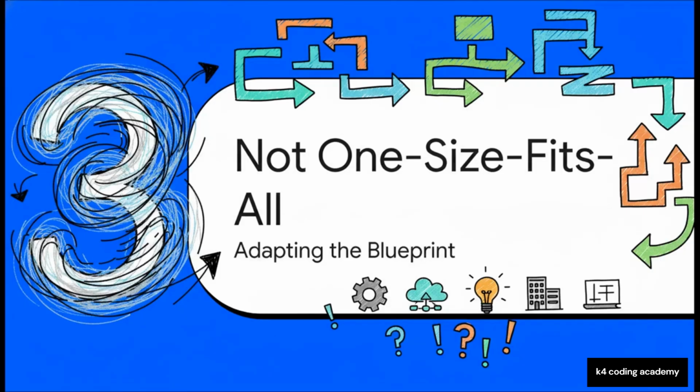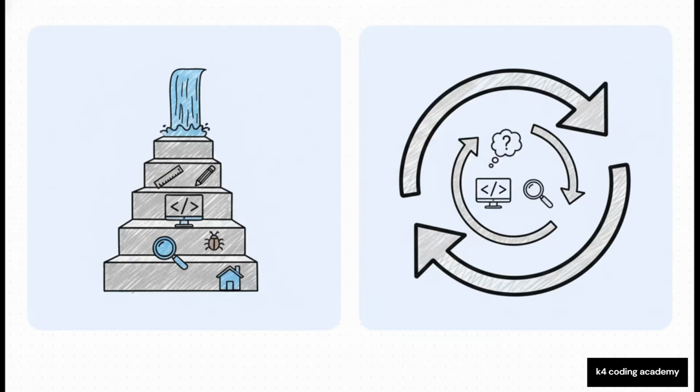So that's the 7-stage journey, but here's a really key detail. It's not a single, rigid path that every project follows in the exact same way. It's more of a flexible framework, and different projects and different teams adapt this blueprint using different models. And really, two main philosophies have emerged.